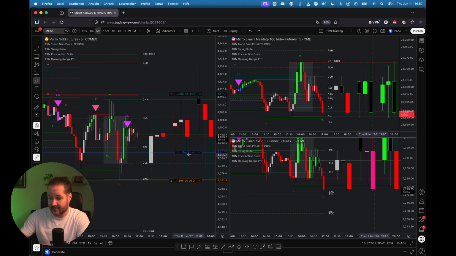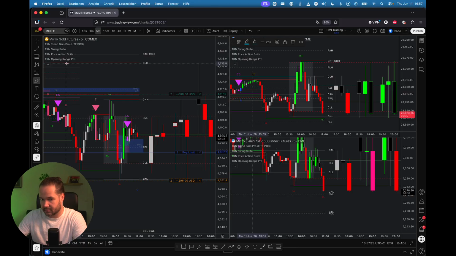I still have my limit order set here, and I still have my limit order here on gold. And the inverse fair value gap is still not completely filled. So I'm still here with my limit order. I will leave it where it is.